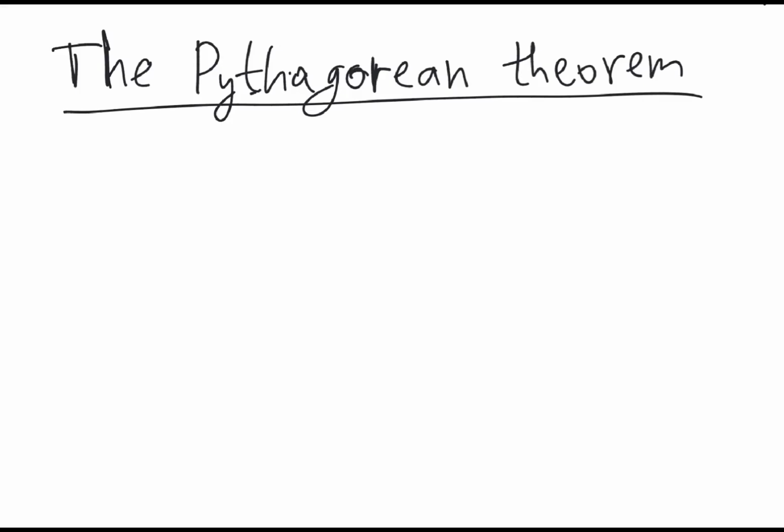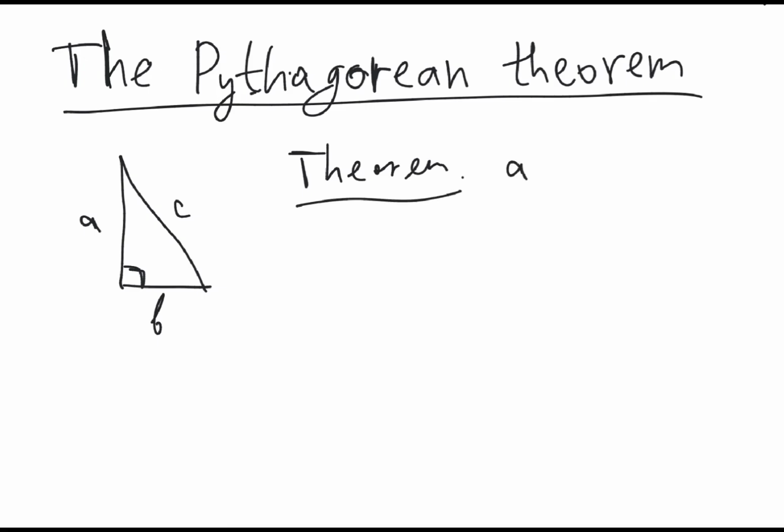Okay, in this video I'm going to talk about the Pythagorean theorem. So the theorem says that in any right triangle, if we denote the sides by A, B, and C, then A squared plus B squared is equal to C squared. So this is the Pythagorean theorem, and so let's prove this.